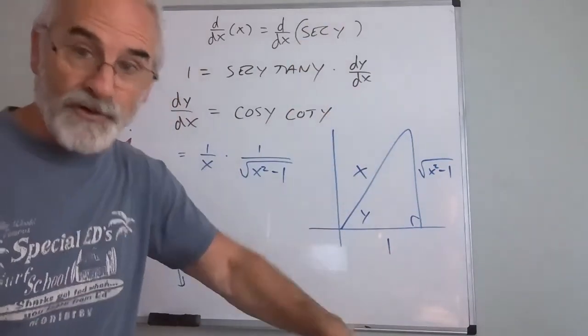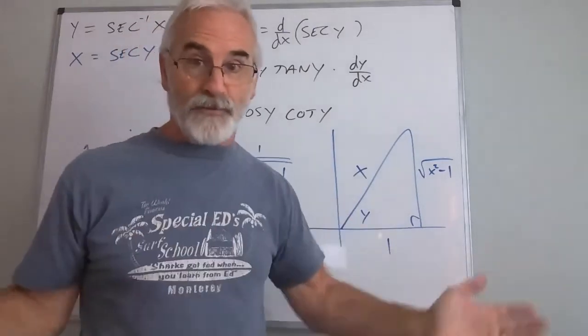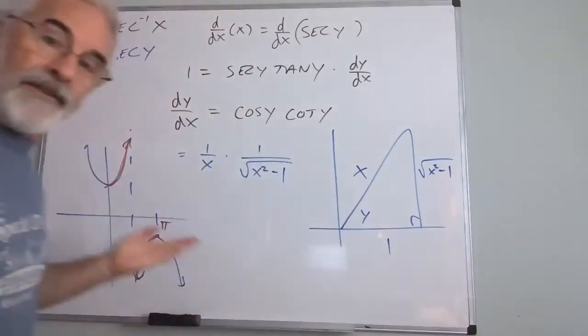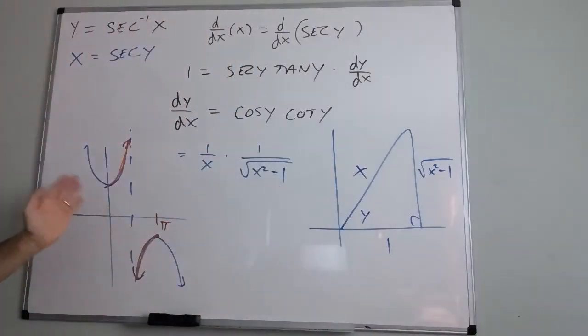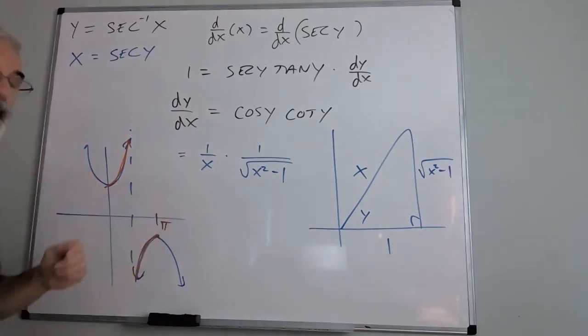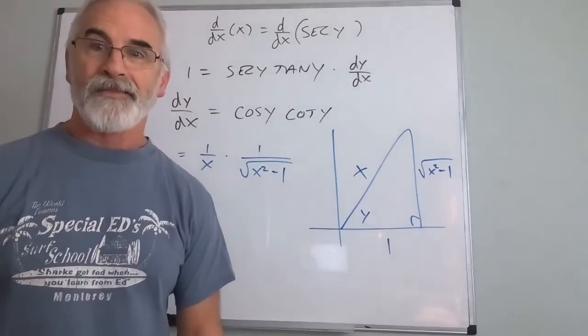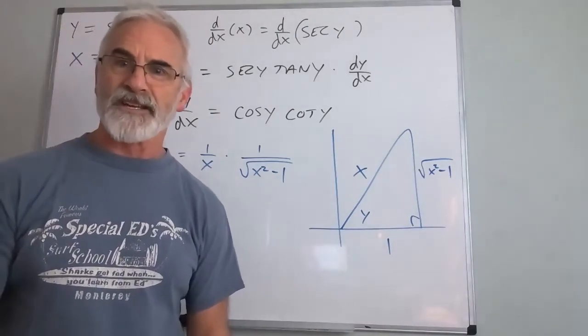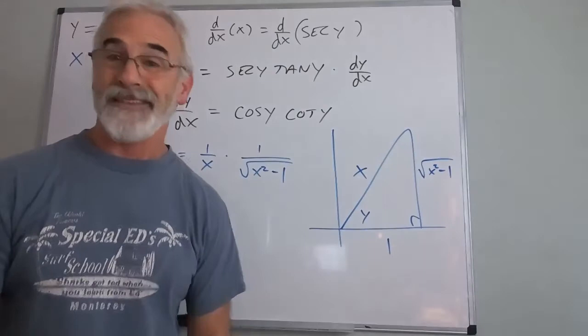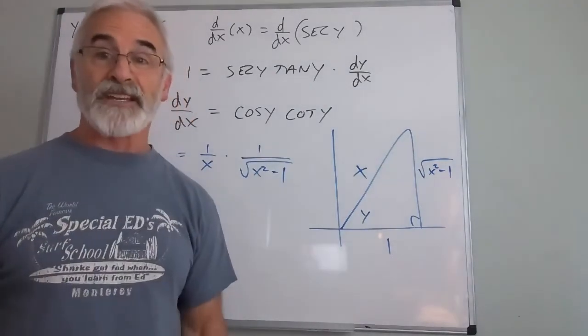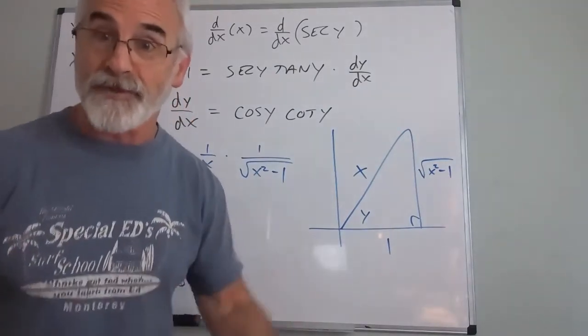If my original graph is always going uphill, then its inverse is always going uphill. If my original graph is always going downhill, then the inverse is too. That's an absolute. There's no exception to that. The secant function is always going uphill when we restricted the domain to this. Therefore, the inverse secant is always going uphill. Why is that important? That means the slope of an inverse secant can't be negative. The slope of an inverse secant absolutely has to be positive at all times.